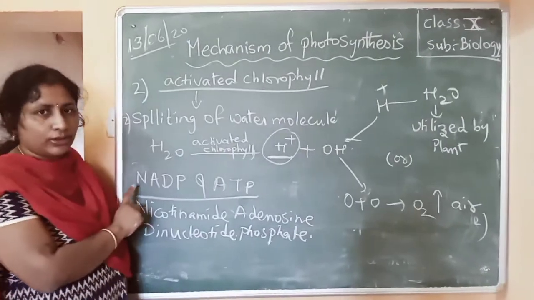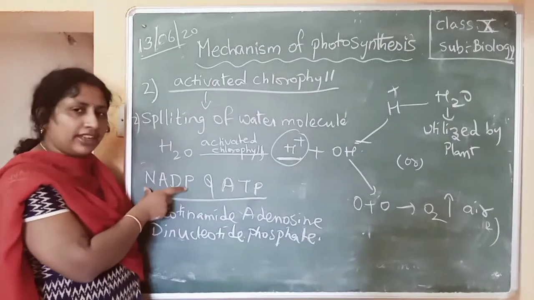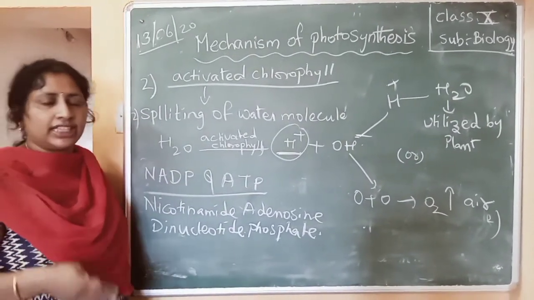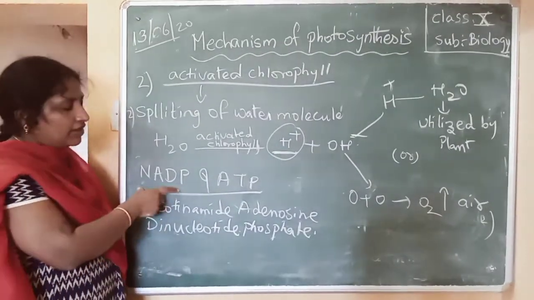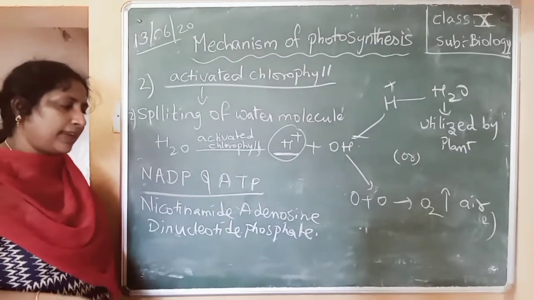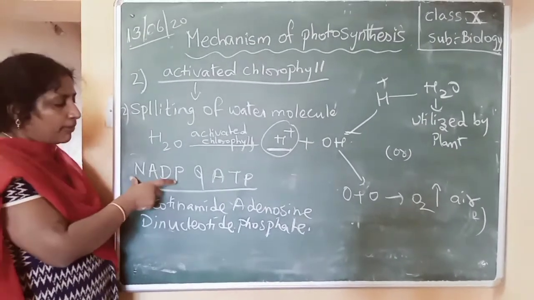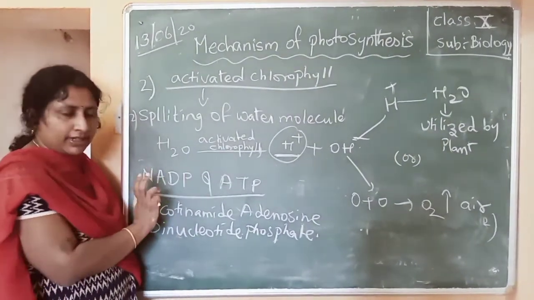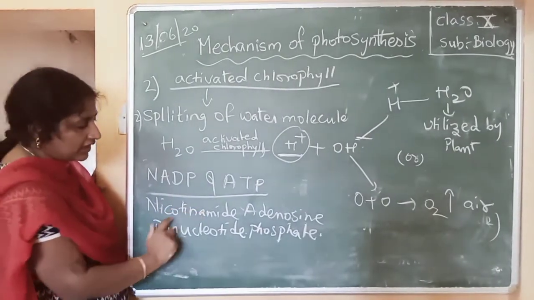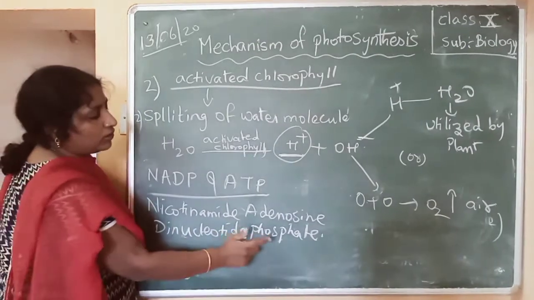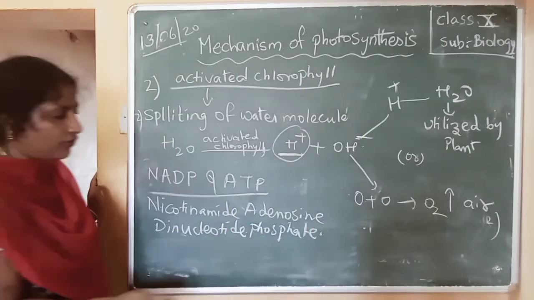NADP is an important coenzyme found in every cell. It has several functions. It is important in protein, carbohydrate, and lipid synthesis, and vitamins. It plays a major role in several syntheses and even some breakdown, like protein breakdown and carbohydrate breakdown. So this is a compound which is very important to the cell. Just remember that. The full form of NADP is nicotinamide adenosine dinucleotide phosphate. You should remember it.